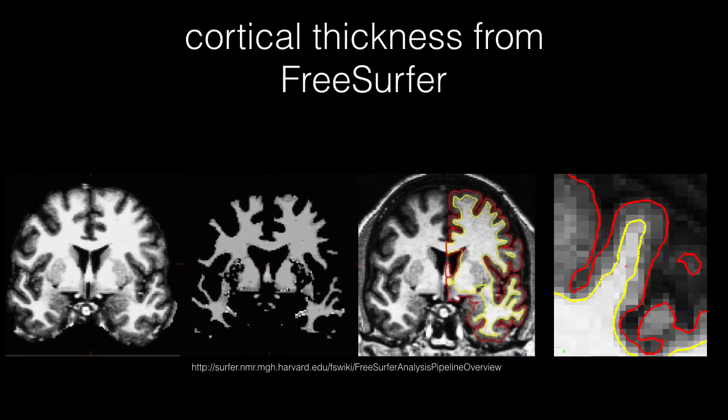FreeSurfer labels the voxels in the cortical ribbon by first finding the boundaries between the cortical gray matter ribbon and the white matter that's immediately deep to it. Just think back to the intensity peaks in the T1 histogram that I showed you earlier and imagine how the software might use that distribution of intensities to find all the white matter voxels in the image and construct a surface that encompasses them. That white matter surface is shown here in yellow.